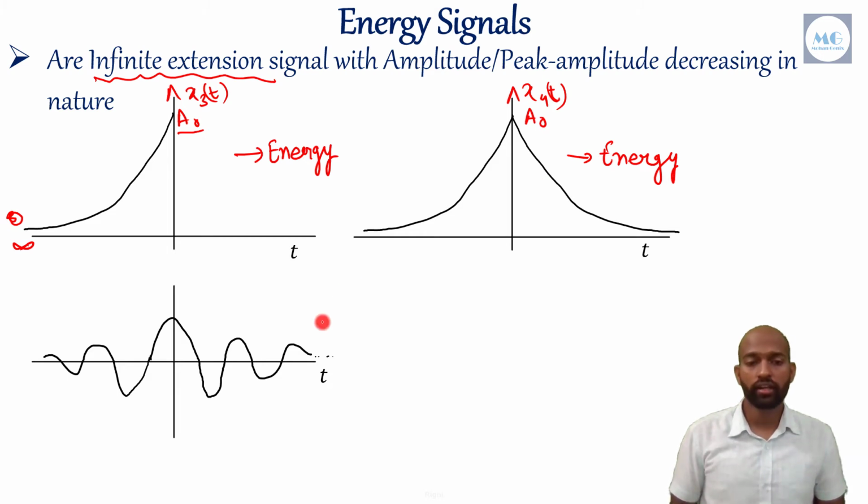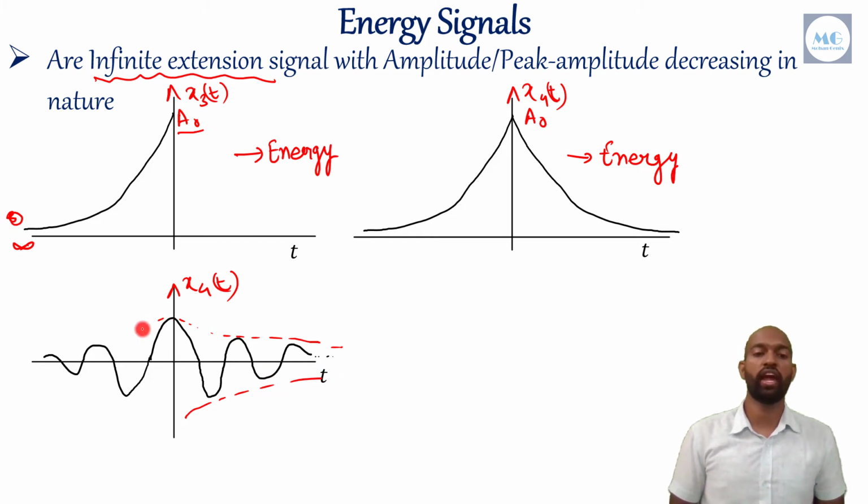Let's see other signals also. We can easily say that this signal is periodic, but its value is decreasing. You can see that its value is decreasing slowly in both the positive t axis and the negative t axis. So I will write it as x5(t), as x4(t) I have already written. So x5(t) is also an energy signal.